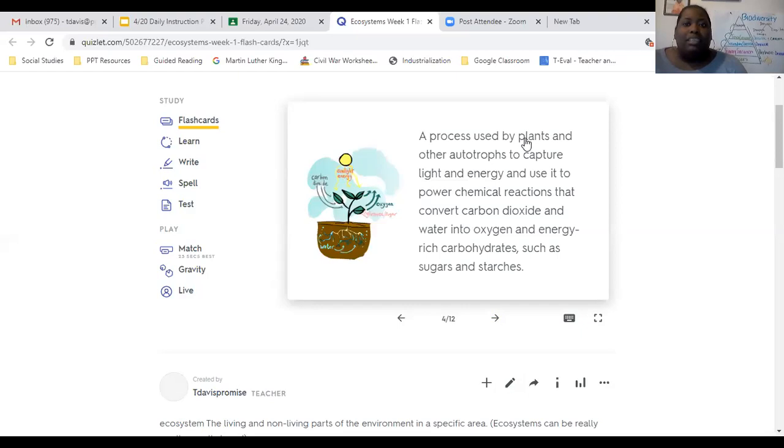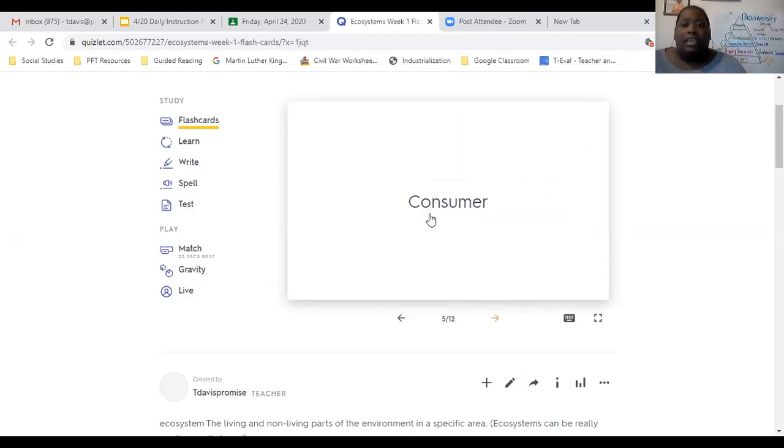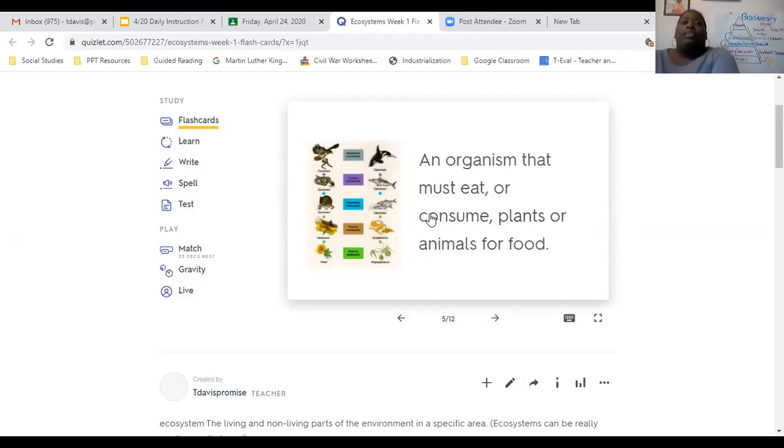Photosynthesis. It's the process by which plants and other autotrophs, that means they make their own food, capture light energy and use it to power chemical reactions that convert carbon dioxide and water into oxygen and energy-rich carbohydrates, glucose, such as sugars and starches. And then consumer. This is an organism that must eat or consume plants or other animals for food. We're asking that question, how do animals get energy?